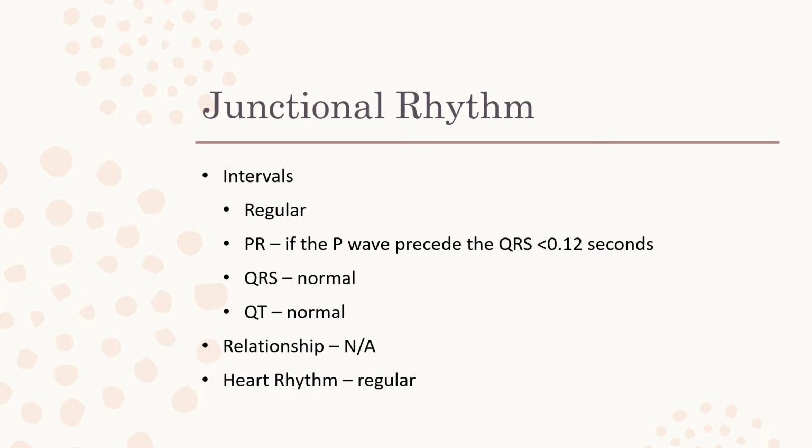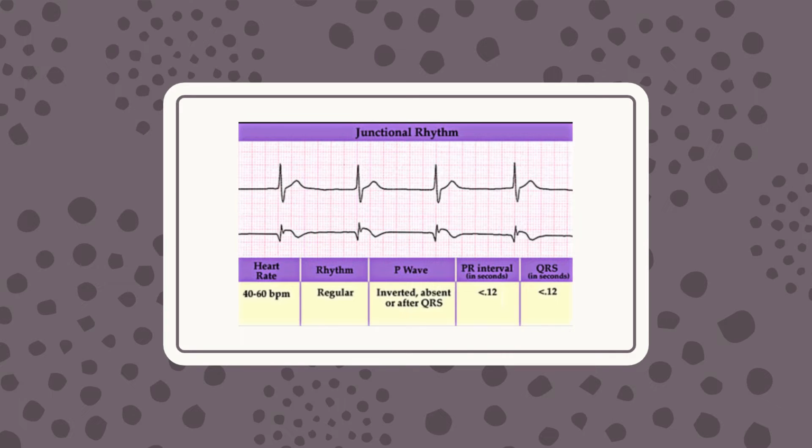What's very critical here, though, is measuring your PR interval. If you can measure the PR interval, in other words, if the P wave precedes the QRS, the PR interval is going to be less than 0.12 seconds. That's very critical. The QRS is going to be normal, the R to R and the QT are normal. There's no real relationship if you can't see the P waves. If you can see the P waves, there's going to be a one-to-one relationship, and the heart rhythm itself is going to be regular. So here's a good example of a junctional rhythm.